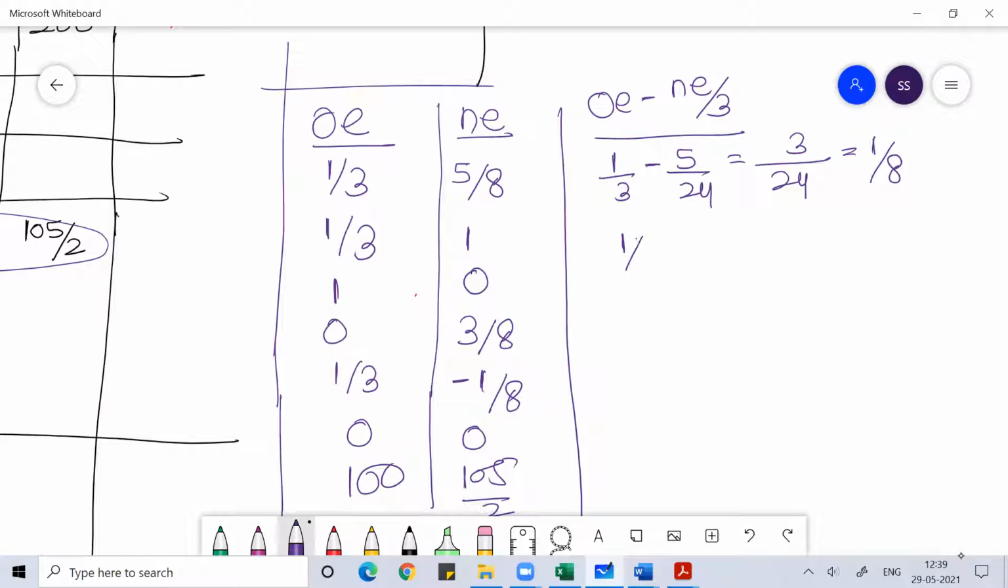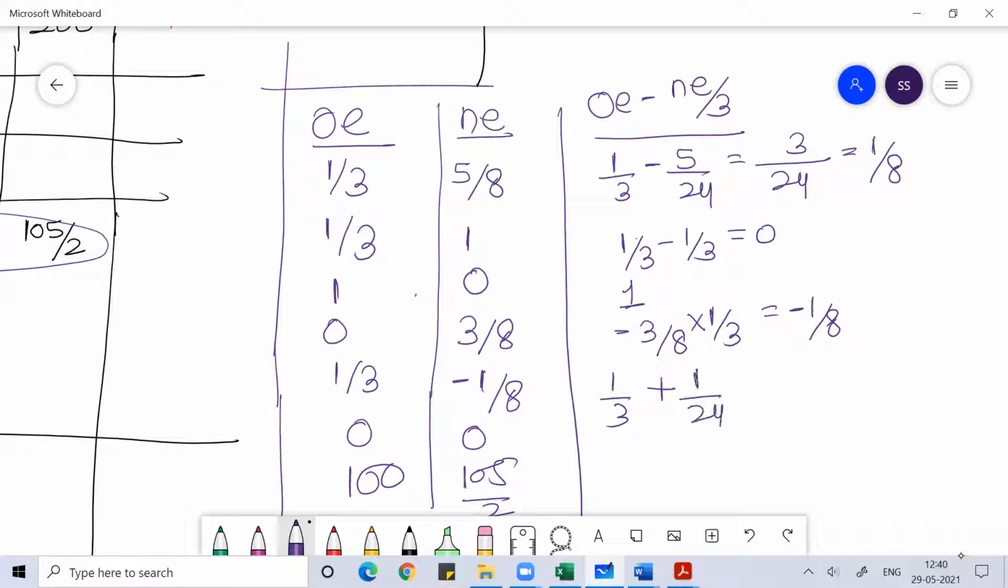So 1 by 3 minus 1 by 3, this would be 0 only. This is 1 only. This is minus 3 by 8 into 1 by 3. 3 cancel, minus 1 by 8. Okay, this is 1 by 3 minus, plus 1 by 24. So this is 24 LCM. 8 plus 1, 9. 9 by 24 means 3 by 8.